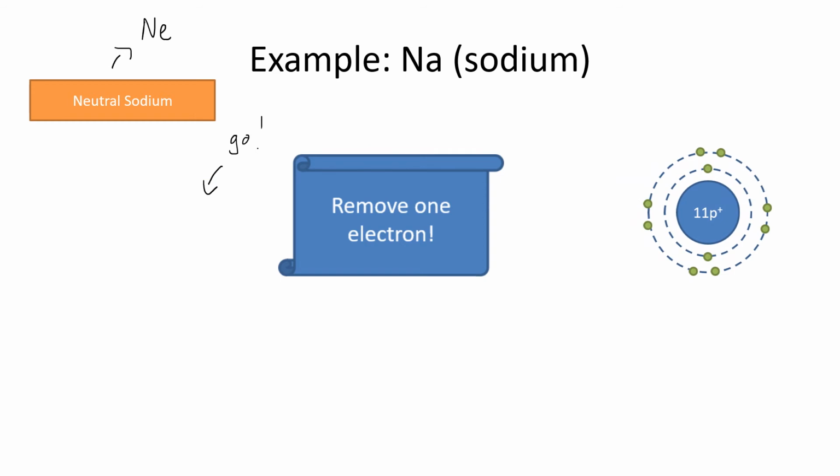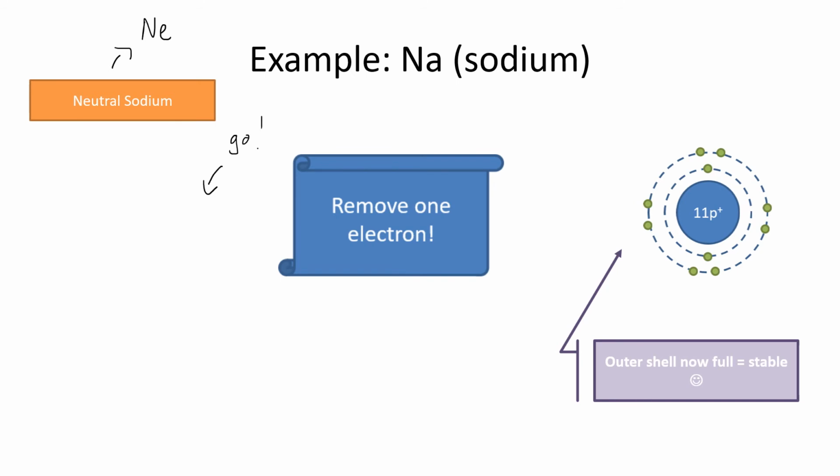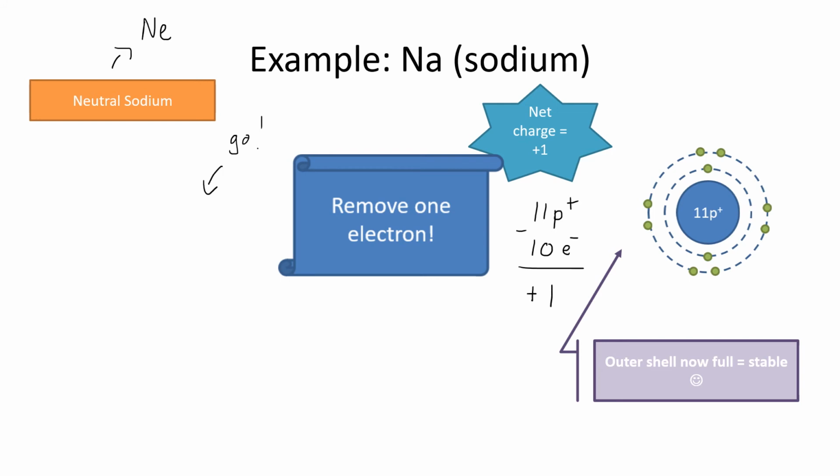And now if I'm looking at my outer shell, it now has 8 electrons, making it stable like its nearest noble gas. Its net charge is now overall +1, because I still have my 11 protons, but now I have 10 electrons, because 1 went away. I subtracted 1, overall charge of +1. So now I have ionic sodium.